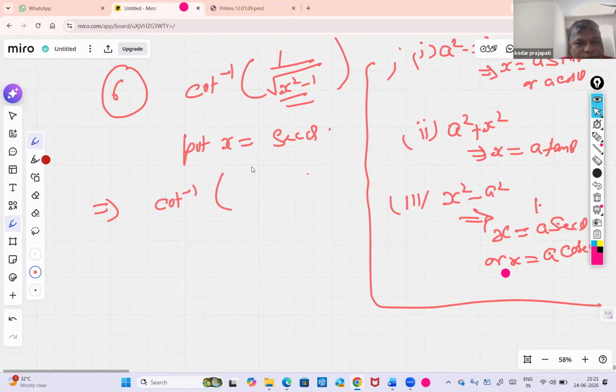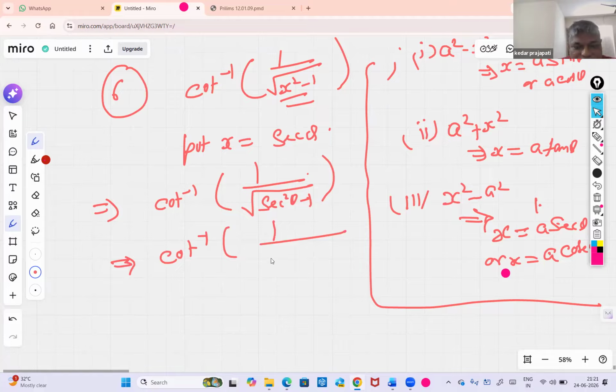Cot inverse of 1 by root of sec square theta minus 1 is equal to cot inverse of 1 by root of tan square theta, which is cot inverse of 1 by tan theta.